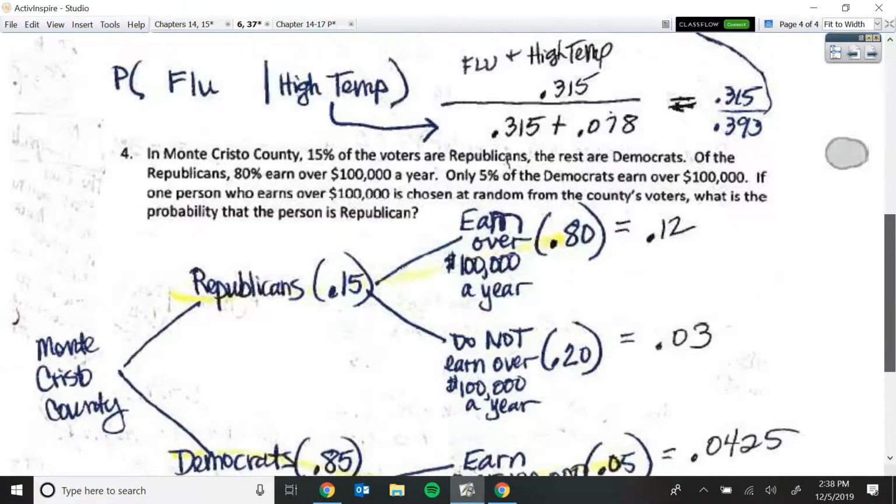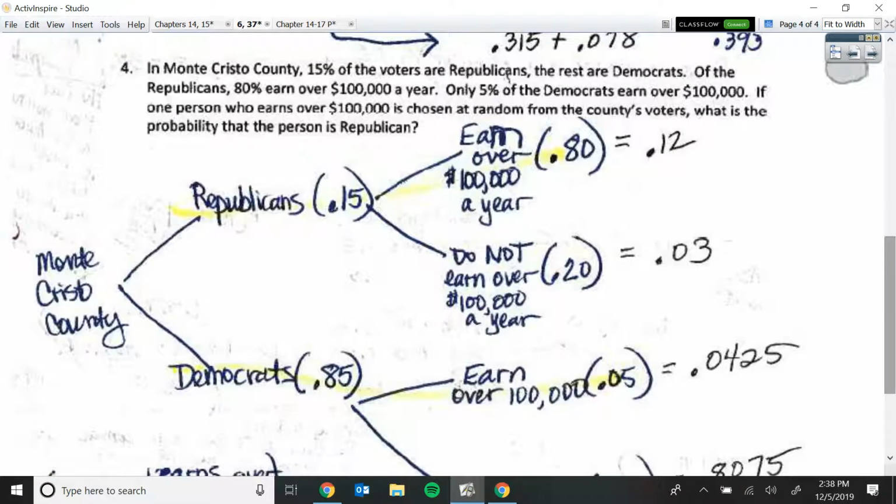Here we go. Okay. So this is just Monte Cristo County. So if you're a Republican, then here's the probabilities for money. If you're a Democrat, then here's the probabilities for money. So that's two if-then statements. So I know I got to make a tree map. Okay, so there's my tree map right there.